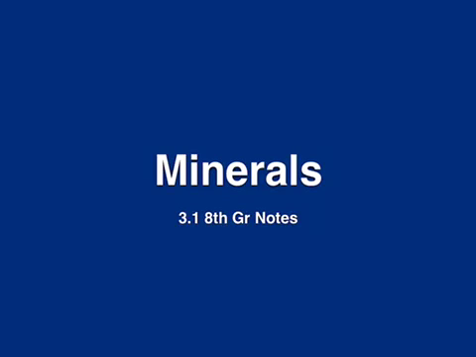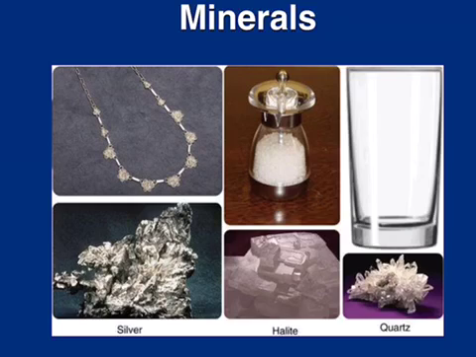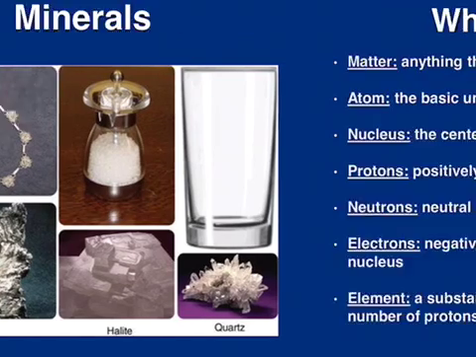Chapter 3 is all about minerals. Some minerals would be like silver, which is an example of a mineral, halite is an example of a mineral, and so is quartz. You can see that all three of these examples are used in everyday life. Silver gets used in jewelry, halite is a form of salt, and quartz helps make glass.